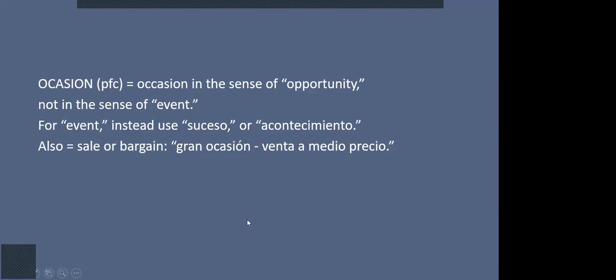Okay, we have ocasión, occasion in the sense of opportunity, not in the sense of event, right? For event, we must refer to a suceso or acontecimiento. Also sale or bargain. Una barata, right? That's what they're referring to, baratillo, gran ocasión, 50% sale, on sale, right? Products or something like that, some kind of a promotion.